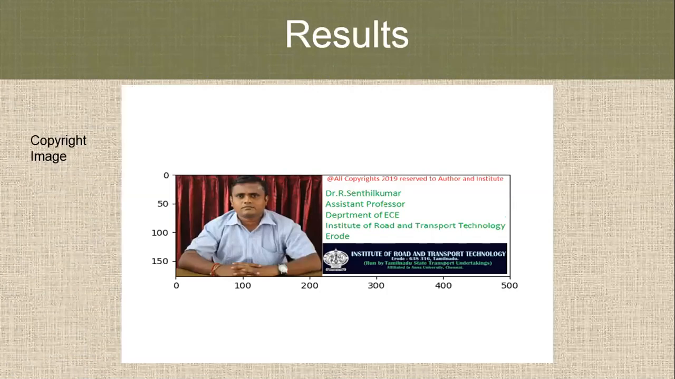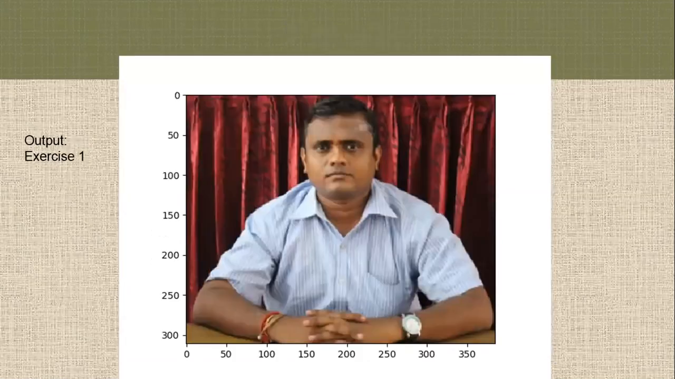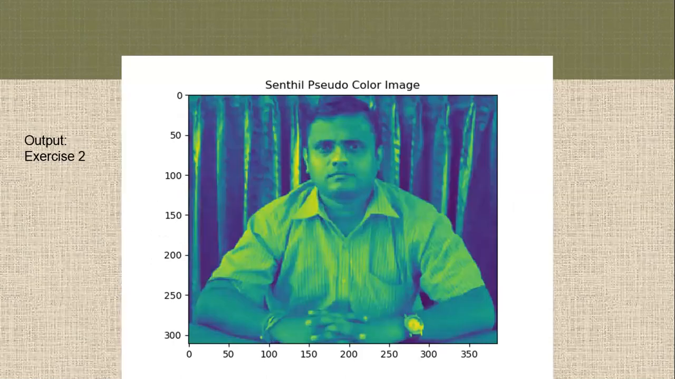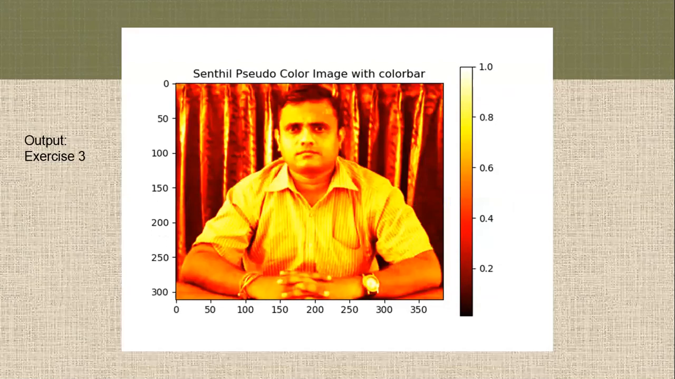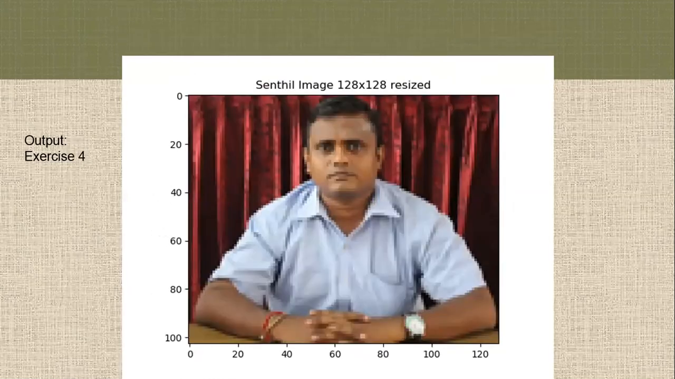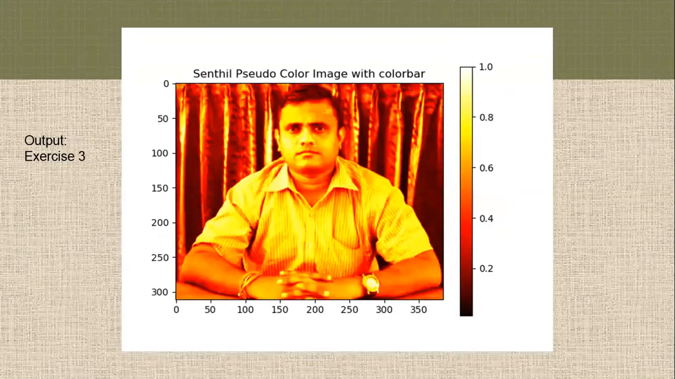This one is the copyright image I am using for image processing applications. This one is the output of exercise number one, simple image read and show. And this one is the output of exercise number two, pseudo color image. This one is the output of the third program.